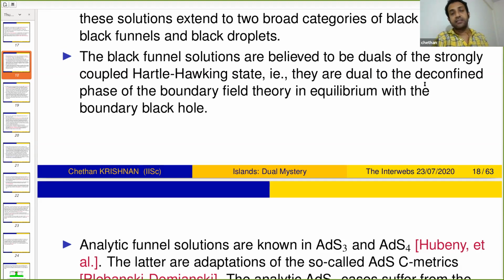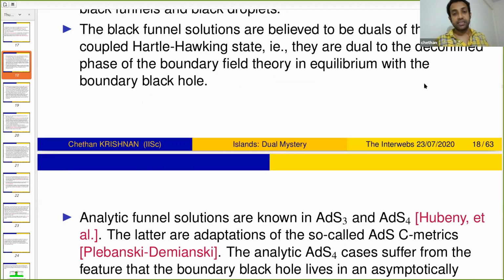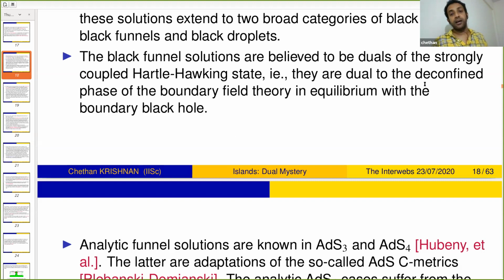So the Hartle-Hawking state is really a black hole in a fixed background, in equilibrium with finite temperature radiation. That you can do with the boundary of AdS. That's the reason why people expect that these black funnels are dual to those states in the strongly coupled deconfined matter on the boundary in equilibrium with a black hole.